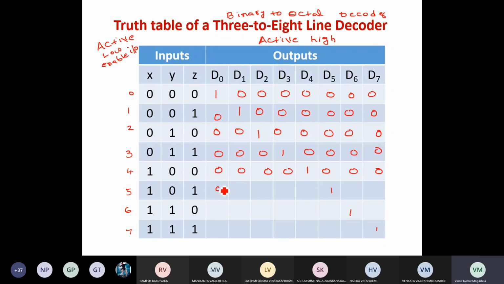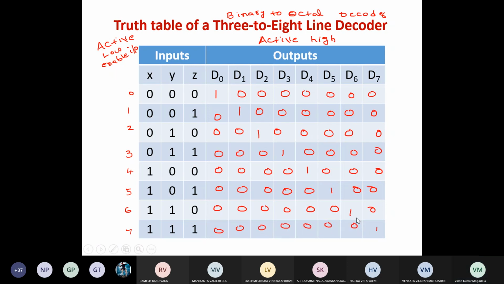It is very simple, right? Wherever you have 0 0 0, the corresponding equivalent is 0, so D0 is 1. 0 0 1 means its corresponding equivalent is 1, so D1 will be 1. 0 1 0 means D2. Remaining are all 0. In this way, we can draw the truth table of any decoder.